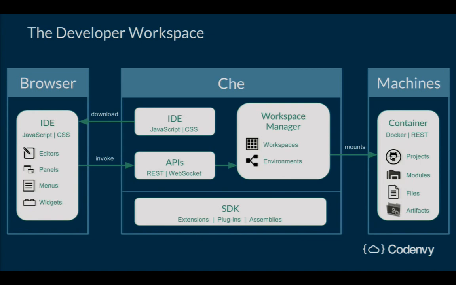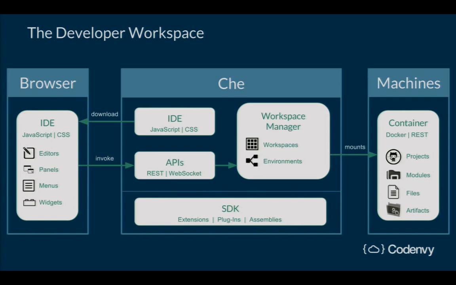When the browser registers, it actually downloads the JavaScript and caches it into the IDE. The IDE itself provides a very thin interface for editors, panels, menus, widgets, all the sorts of things that you saw. There's a UI library that's available there. The IDE then is working against a set of RESTful APIs that are hosted within the Che server. These APIs are managing the workspaces, creating new workspaces, and also managing the environments, creating new environments.